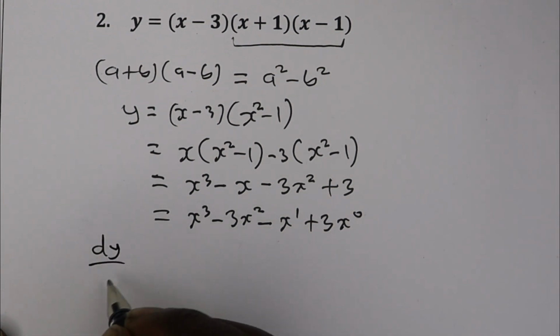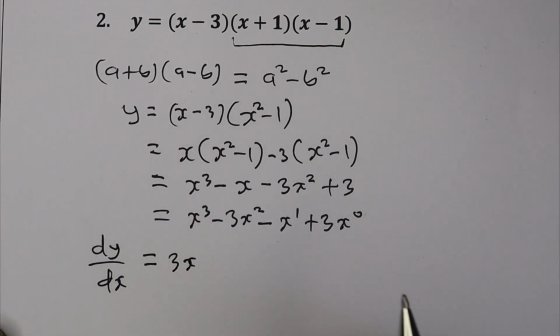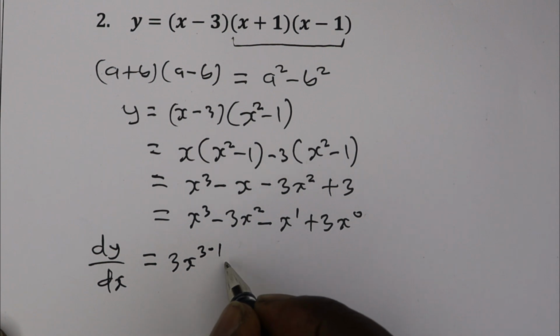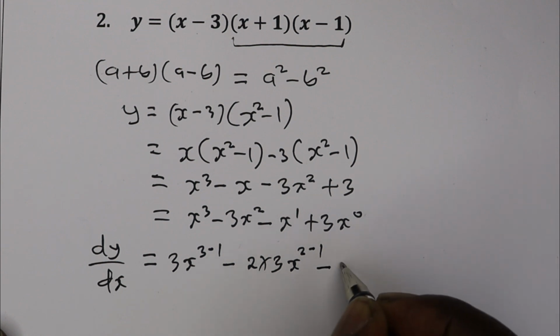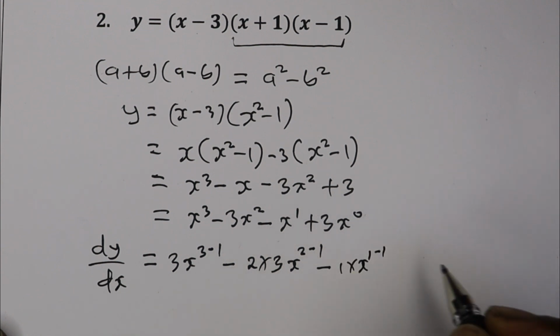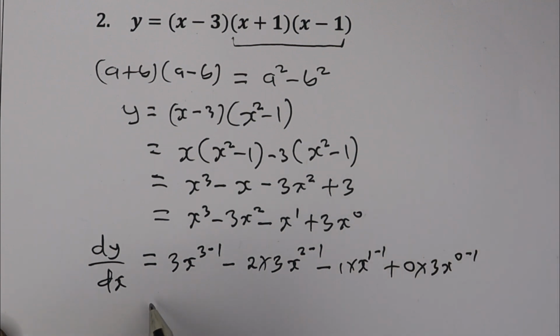So that when you differentiate this, we want to have 3x, you reduce the power, that will be minus 1, and 2 times 3x power 2 minus 1 minus 1 times x power 1 minus 1 plus 0 times 3x power 0 minus 1. So if you simplify this, this is 3x squared minus 2 times 3x, that is 6x, and this is 1 times x to the power 0, that is 1 times 1, so minus 1. And this is 0, so we leave it at that.